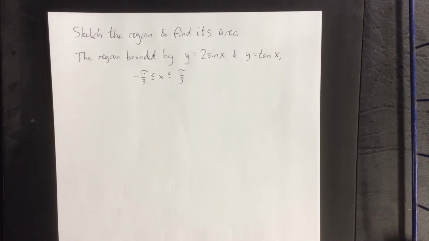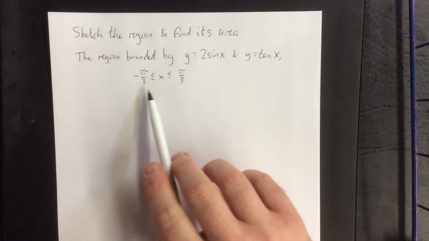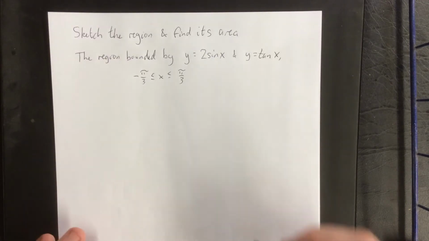For an example involving a couple of trigonometric functions, I'd like to sketch the region and find its area. This will be the region bounded by y equals 2 sine of x and y equals tangent of x on the interval x goes from negative pi over 3 to positive pi over 3.